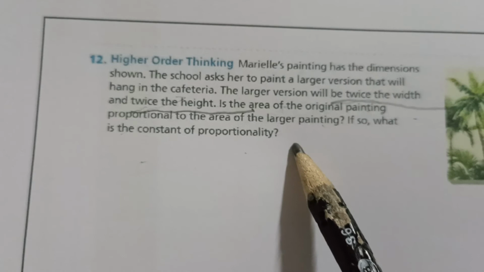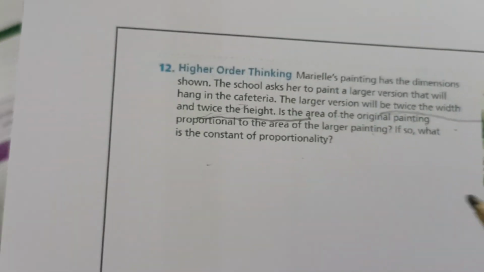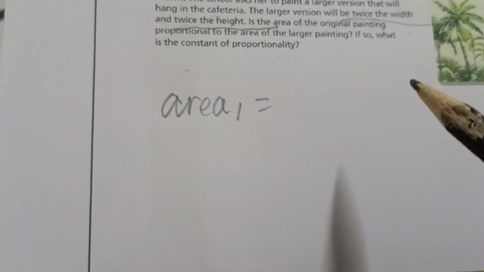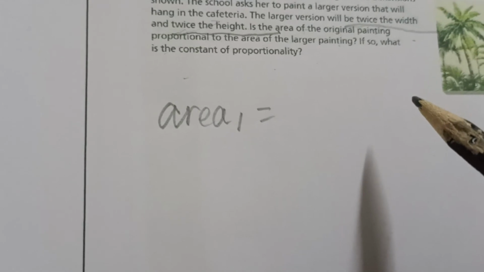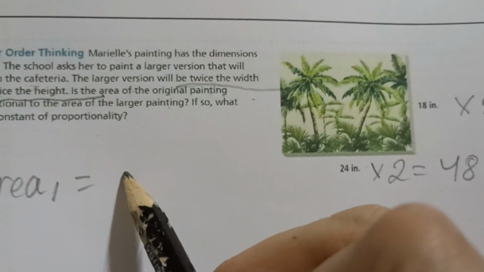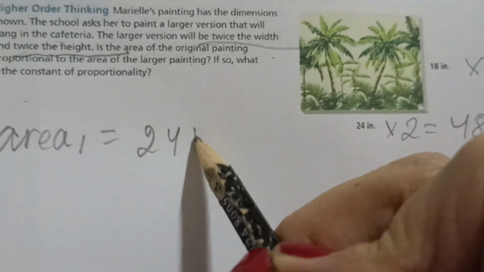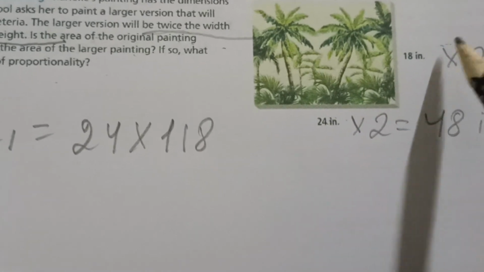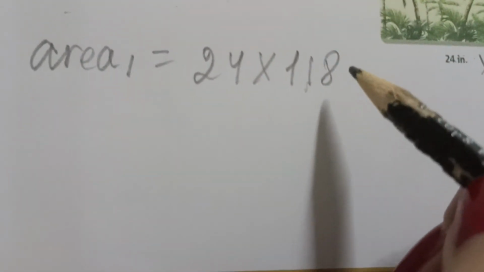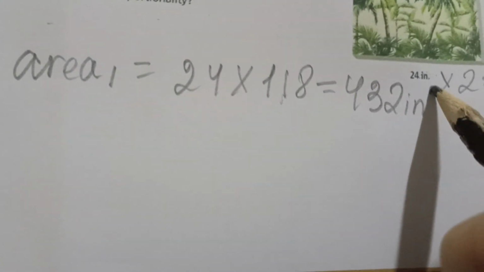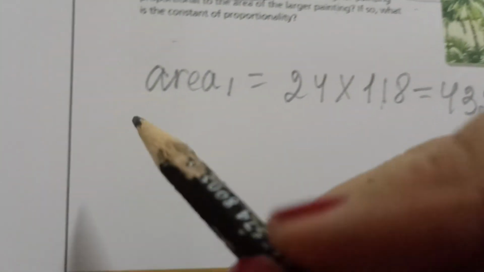So first of all, we need to find those areas, okay? The area of the painting, let's call it area 1. You know how to find the area. You multiply width by height, okay? So to find the area of the picture, you multiply 24 by 18, and you get the answer that this is going to be 432 square inches, okay?